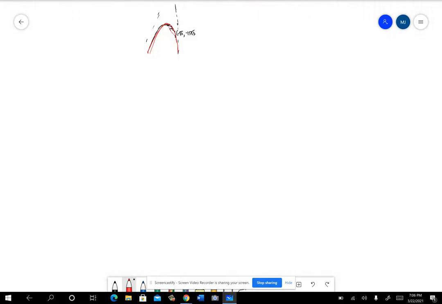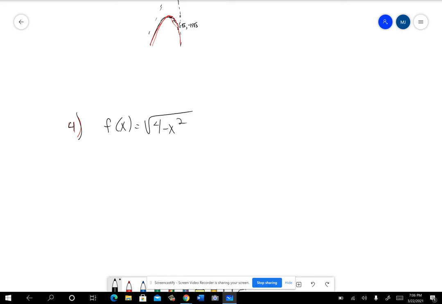All right, the next problem we're going to do is problem number 4. All right, so let's take a look at number 4. With example 4, you have f of x equaling the square root of 4 minus x squared. So the domain issue here is that this part under the radical is going to need to be bigger than or equal to 0.